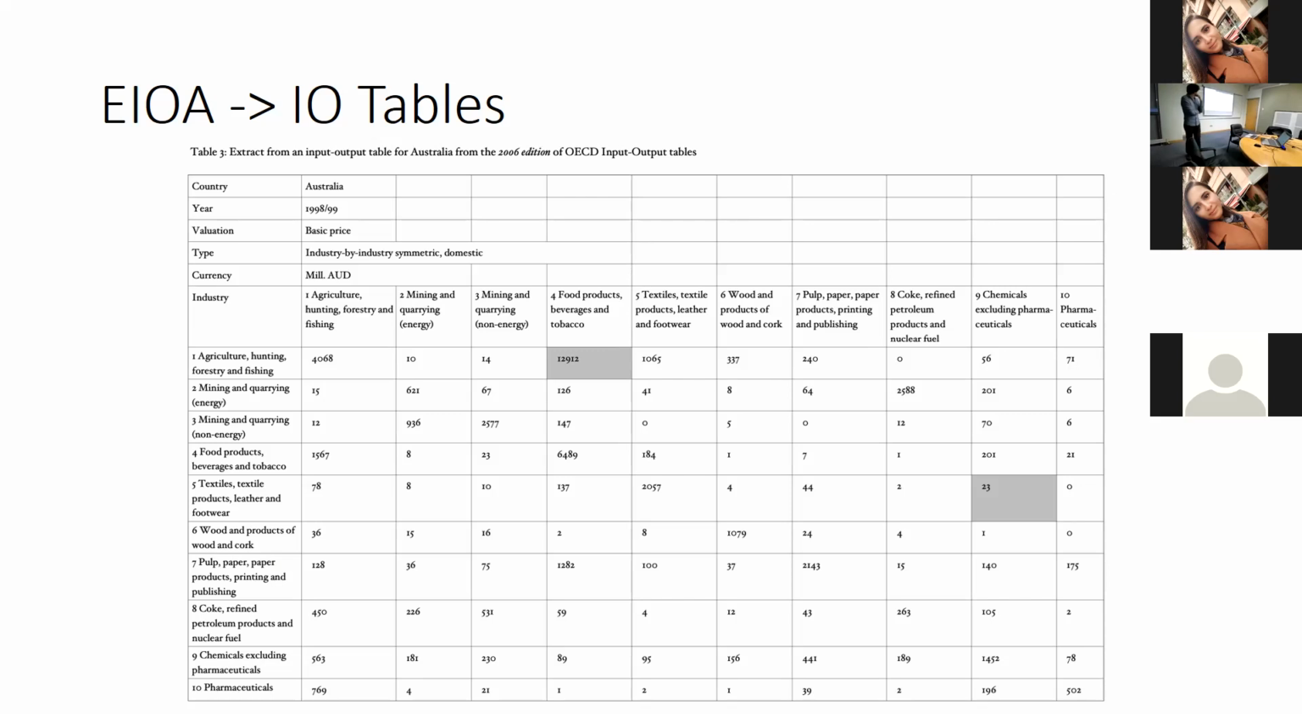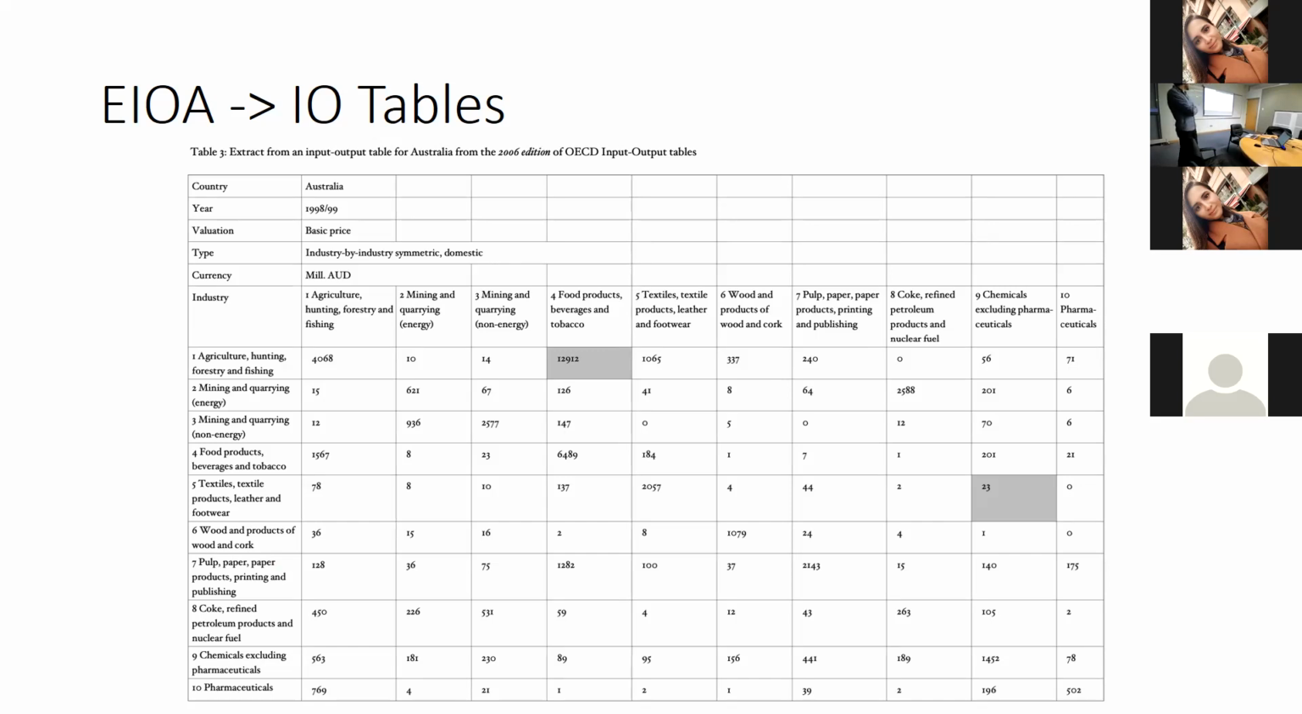They have rows and columns. In the simplest example, this is from Australia. You have the industries in the rows and in the columns. And this table basically describes, in a single year in your domestic economy, which industries exchanged goods with other industries in your economy. For example, the food products, beverages and tobacco production inputted goods from the agriculture industry sector worth 12,000 million Australian dollars in that year.